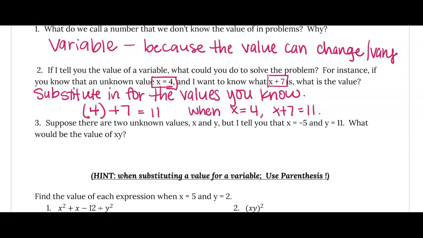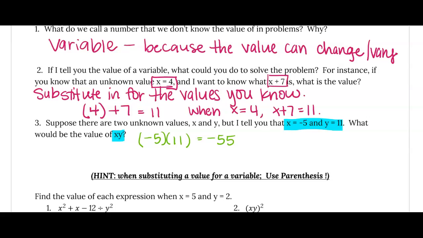That variable could change, and then the value of our expression would change as well. Suppose there are two unknown values, x and y, but I tell you that x equals -5 and y equals 11. What would be the value of xy? So remembering that anytime we have two things right beside each other like that, that means that we're multiplying. So we're going to do -5 times 11, and we're going to get -55. If x and y changed, then the value would change as well.